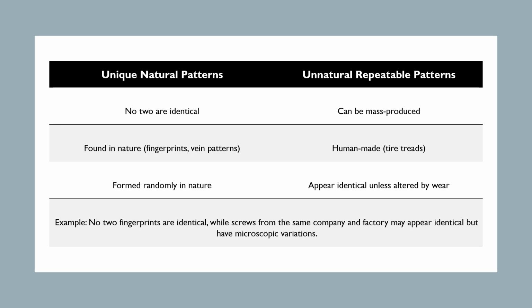Unnatural repeatable patterns, such as manufactured items like tire treads, can appear identical when new, but develop unique characteristics through wear and damage over time depending on how and how often the tires are driven on or used. Another example is while factory-made screws may look identical, close examination under a microscope will reveal small, unique imperfections that can help forensic analysts distinguish one from another.